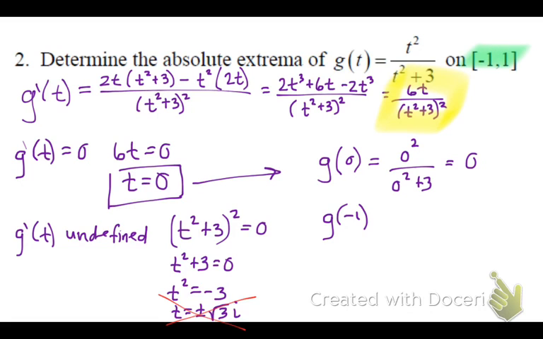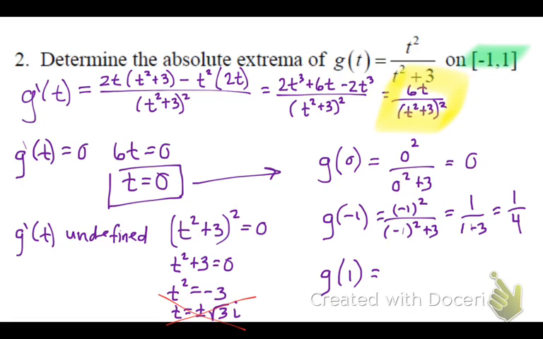So g of -1 equals (-1) squared over (-1) squared plus 3. So that's 1 over 1 plus 3, or in other words, 1 over 4. So 1/4. And my other endpoint is 1. So g of 1 equals 1 squared over 1 squared plus 3, or in other words, 1/4. So let's look at this. I evaluated my critical number and I got 0. I evaluated my endpoints and I got 1/4 for both of them.